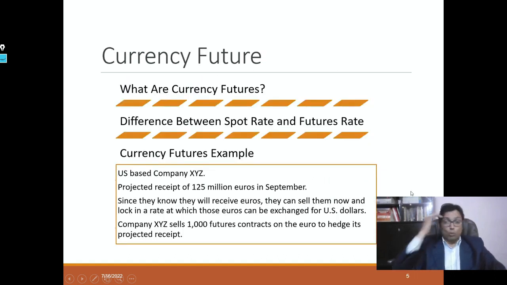And then we have what are currency futures. So for currency futures, we have to understand the difference between the spot rate and the future rate. So what does the spot rate mean? Suppose we are given the rate of the USD INR currency. So how INR is quoted per US dollar. Currently it is around 80 rupees per USD. So this is the spot rate currently.